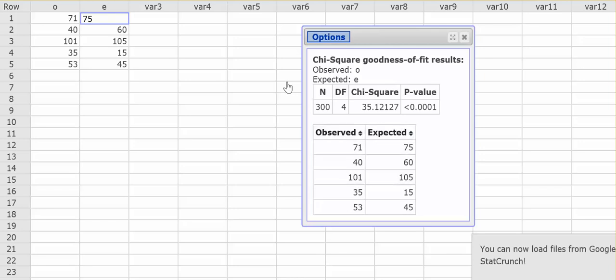So that's much faster than all the number calculations. So in your homework, take advantage of that, dump the data into StatCrunch. You will have to create your expected value column, but that's easy enough to do. And then run a chi-squared goodness of fit test.